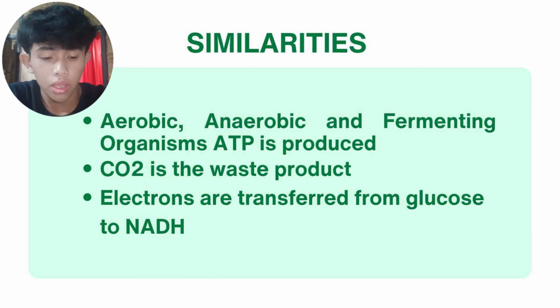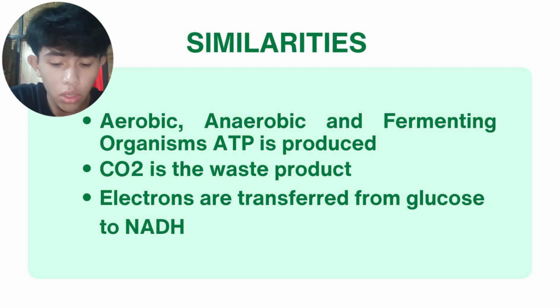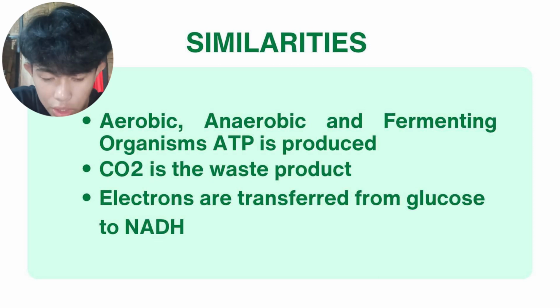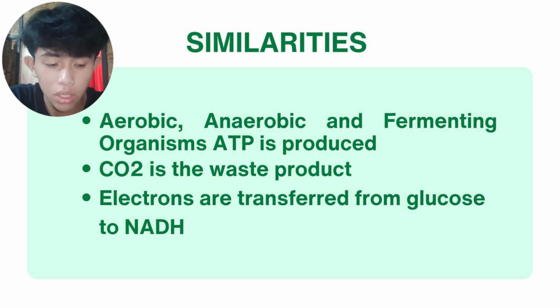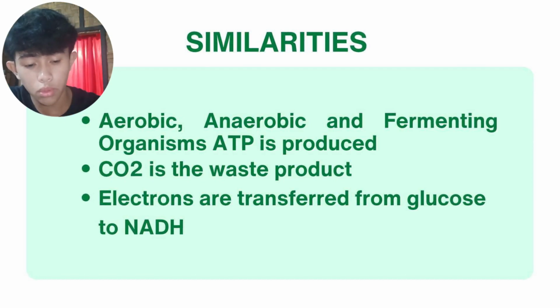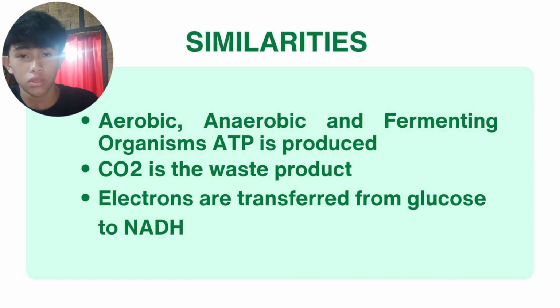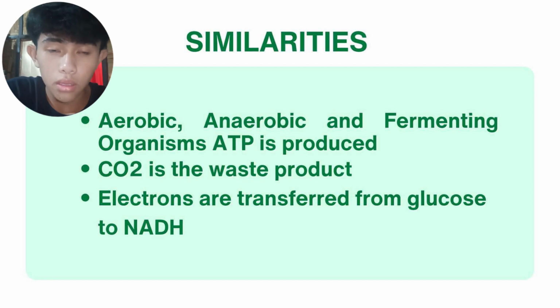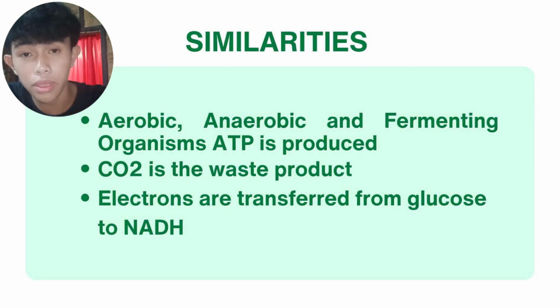Conditions: it requires the presence of oxygen. Process: it involves the complete breakdown of glucose in the presence of oxygen. Location: it takes place in the mitochondria of eukaryotic cells. ATP production: it yields a large amount of ATP, up to 38 molecules of ATP per molecule of glucose. So that's aerobic. The second one is anaerobic.